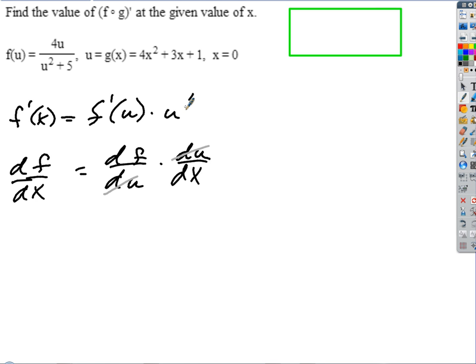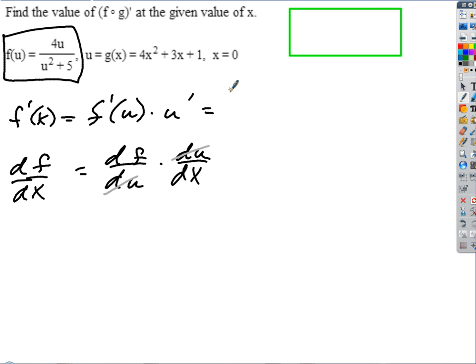Okay, so if we look at those two links in the chain then, what is f prime of u if this is f of u? How are we going to do that part of the derivative? What's the rule that applies there? Yeah, it's just quotient rule, isn't it? Quotient rule problem. So this equals, then the first link is going to be the quotient rule differentiating this function of u. Okay, so what's that give us?